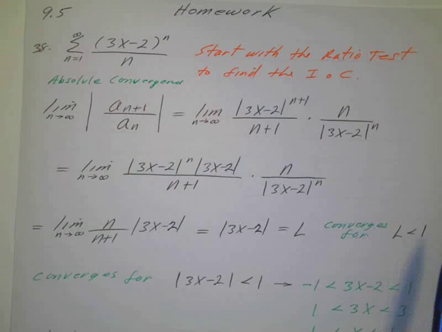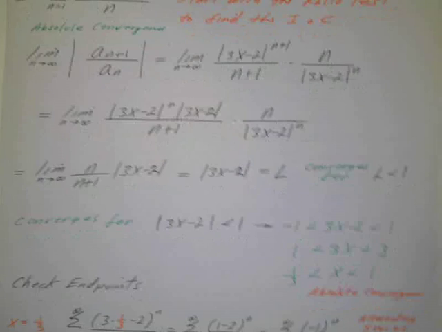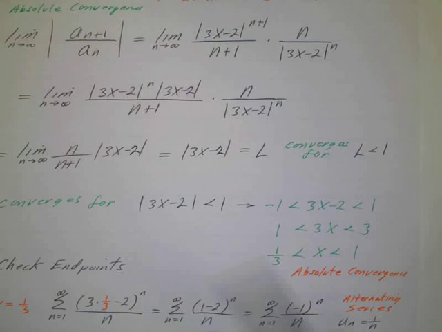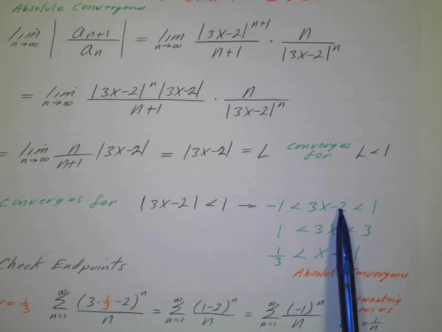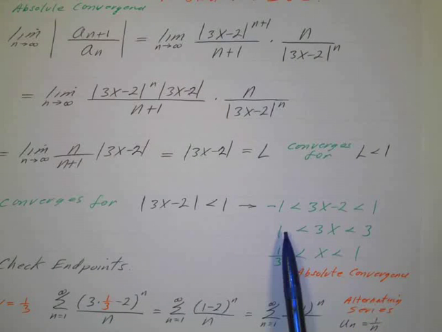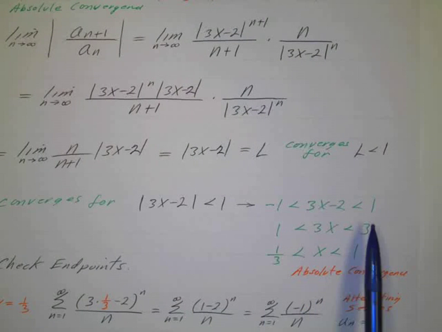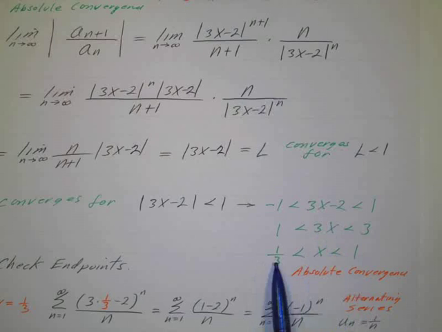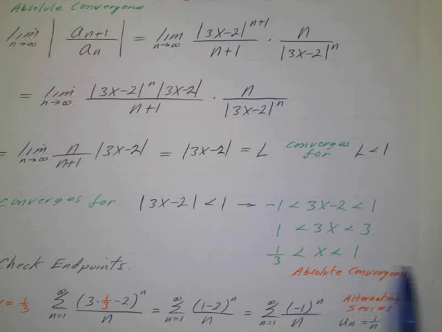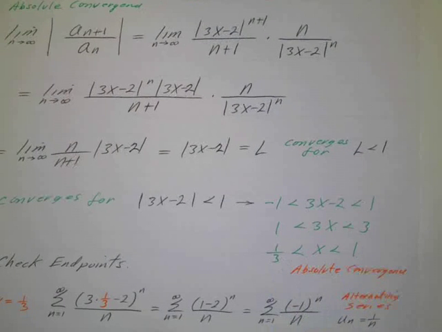Now that's my L. Remember, by the ratio test, this series will converge for all L less than 1. So it converges for the absolute value of 3x minus 2 less than 1. I've got an inequality I can set up and solve: negative 1 less than 3x minus 2 less than 1. Add 2, so that's 1 and 3. Then divide by 3, I get 1/3 less than x less than 1. So that's where it converges absolutely. That's my interval of absolute convergence.